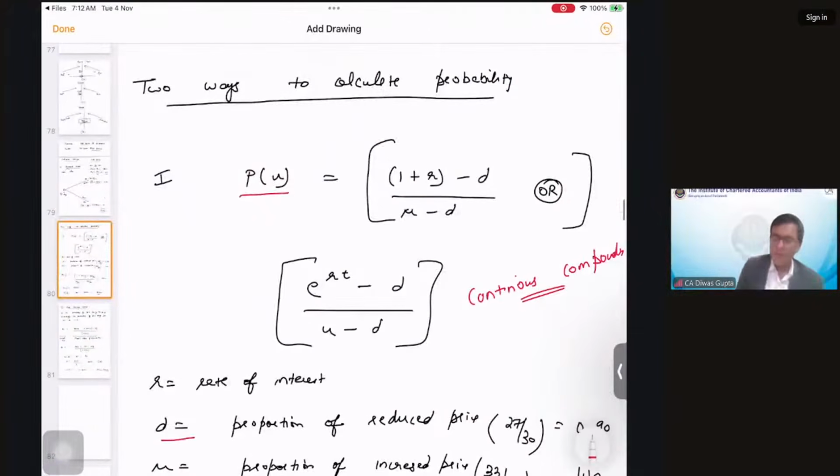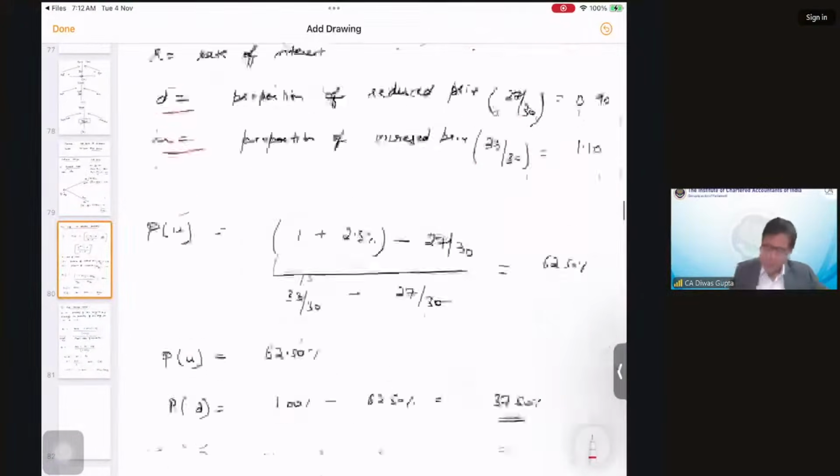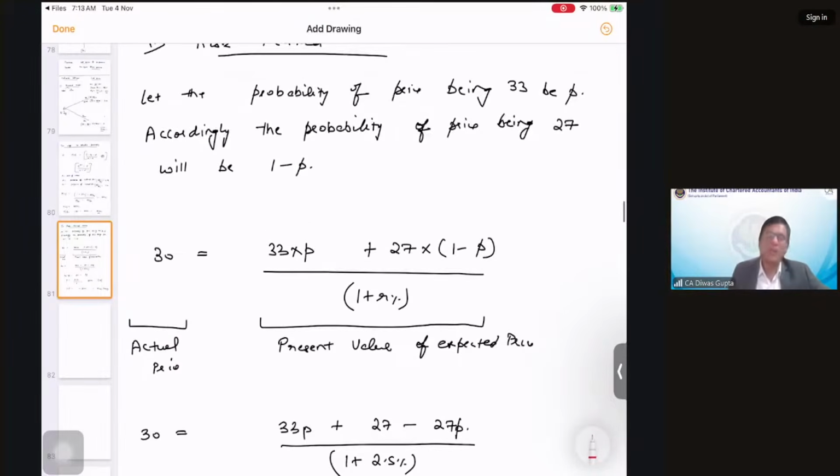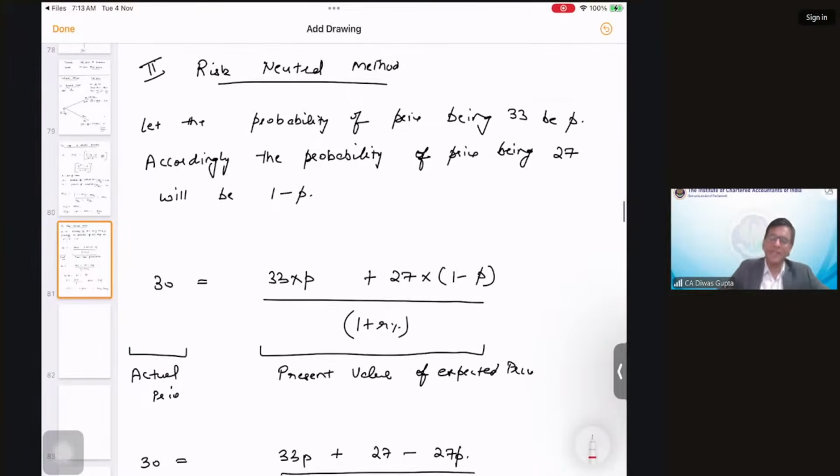Okay. Now we said that there are two ways to calculate a probability. The first way is this one. Now what is the second way? The second way is called the risk neutral method. Okay. The risk neutral method is very, very important when it comes to even the other parts of the derivatives. Let's understand this concept. So the risk neutral method says that you'll have to equate the actual price, which is as on today, to the probability adjusted prices, which is this one, numerator, and take the present value of that probability adjusted prices, because this is after 3 months.